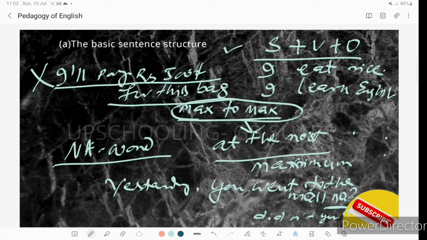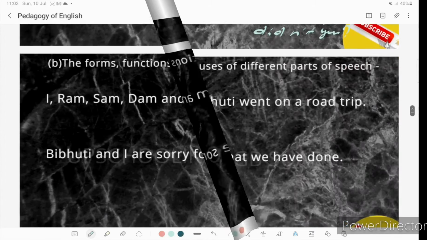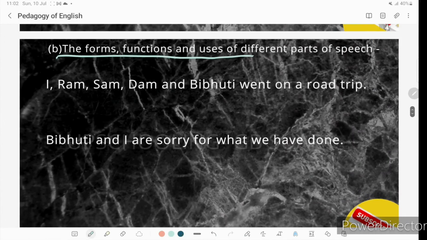One more example. Today is the second year anniversary of my breakup. What is second year anniversary here? Rather you say, today is the second anniversary of my breakup or of my marriage. This is one of the reasons. Next, the reason: the forms, functions and uses of different parts of speech.